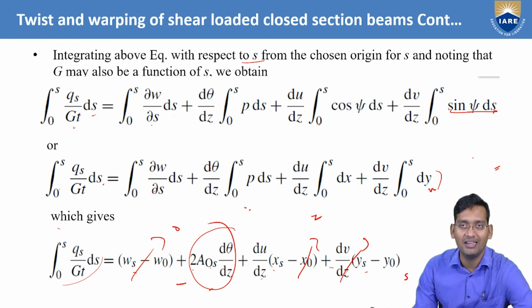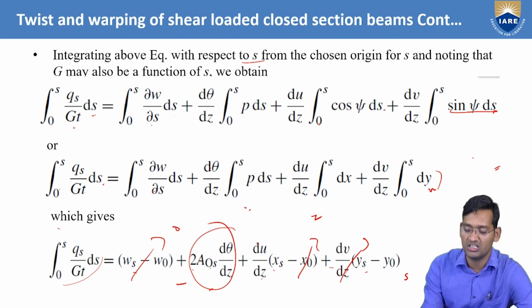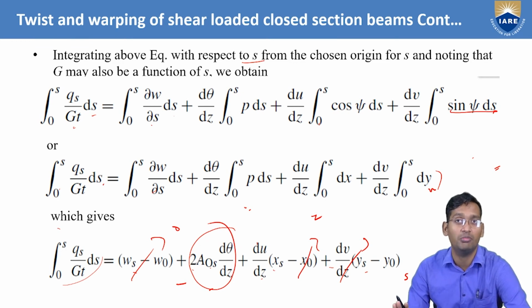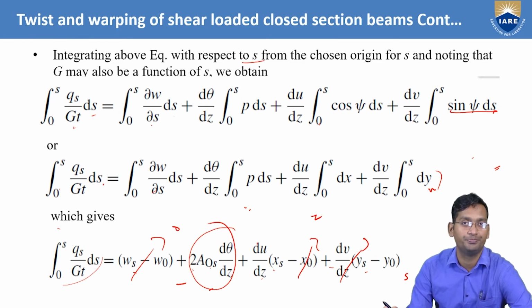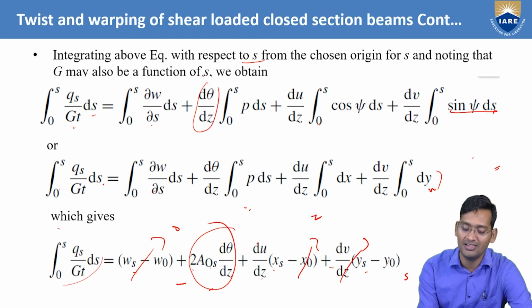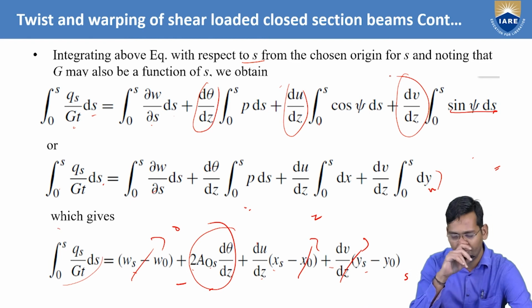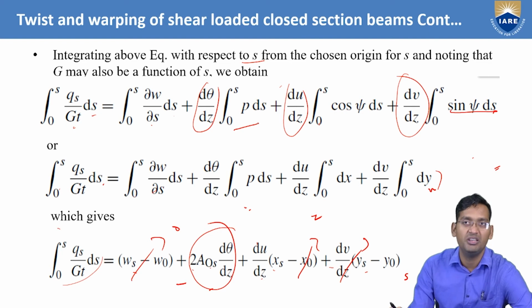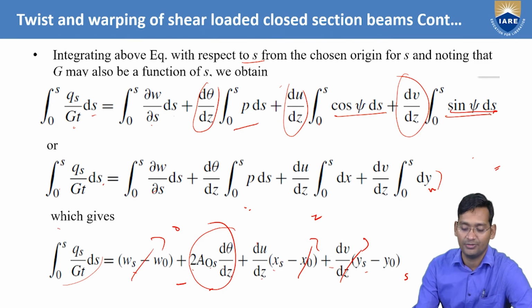Now integrating the above equation. After integrating, just put the integral sign with each term. So integral of qs by Gt into ds. Here remember we are not taking that q as common. That is equal to integral from 0 to s of dw by ds into ds, plus d theta by dz into p ds, because d theta by dz is constant, du by dz is constant, dv by dz is constant. So that will come out of the integration. Then only the variable thing is left: in the first case p ds, in this case cos psi ds, and in this case sin psi ds.